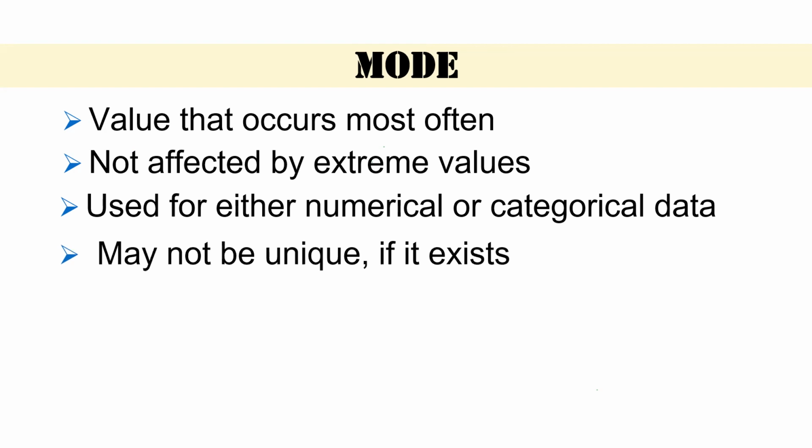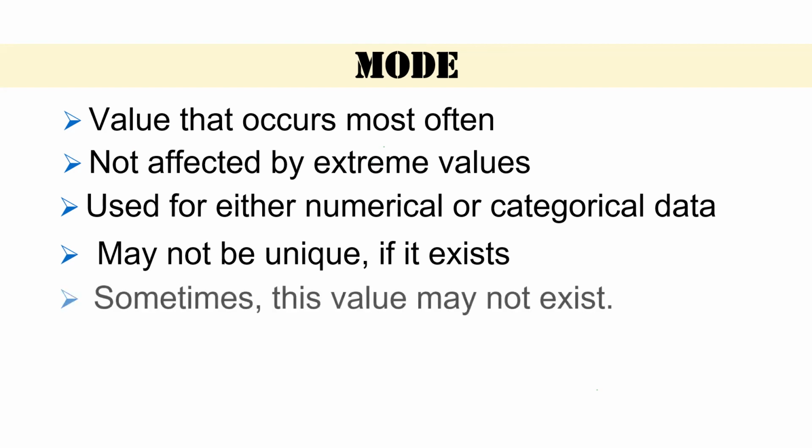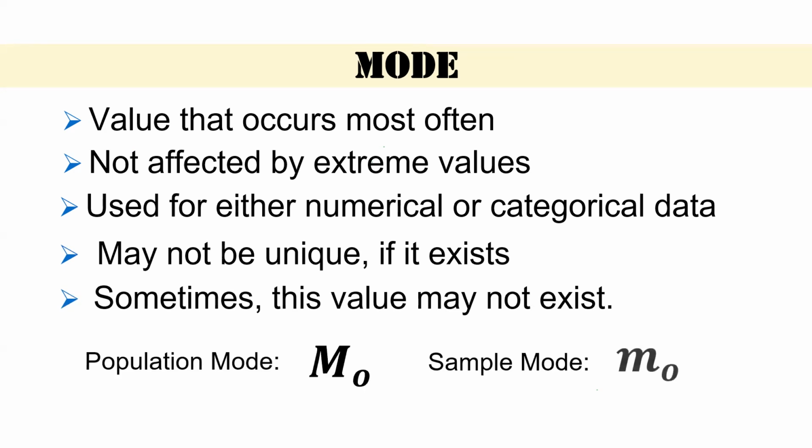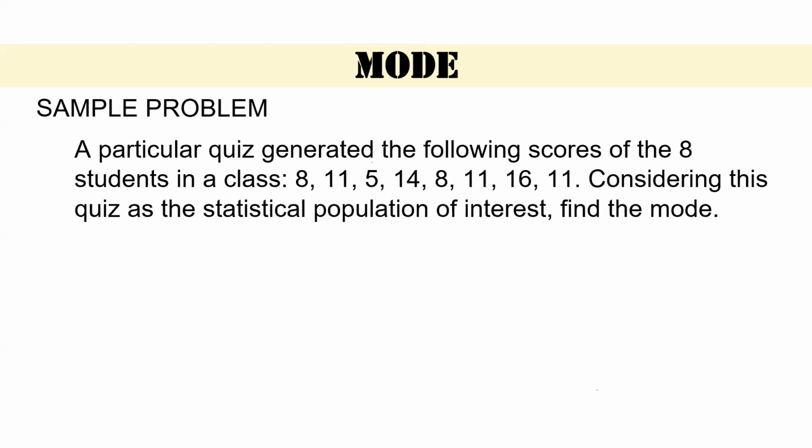It may not be unique if it exists, meaning it's possible to have more than one mode. Or it's possible to have no mode. Sometimes this value may not exist. So here's your symbolism. Capital M sub O is for the mode. Small m sub O is your sample mode.